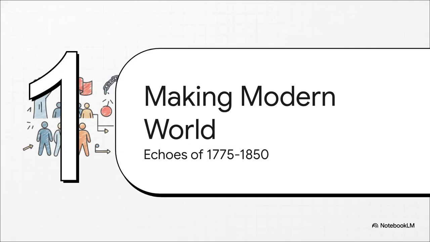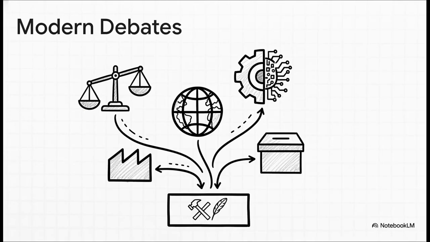All right, final section. Section 4, Making the Modern World, the Echoes of 1775 to 1850. All of this deeply interconnected history, the factories, the political ideas, the new technologies like railroads and steamships and modern weapons, it directly sets the stage for why Western Europe became so globally dominant in the 19th century. This explosive combination fundamentally reshaped global trade, imperialism, and the relationships between societies across the entire planet.